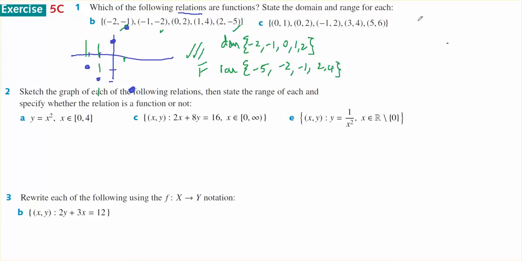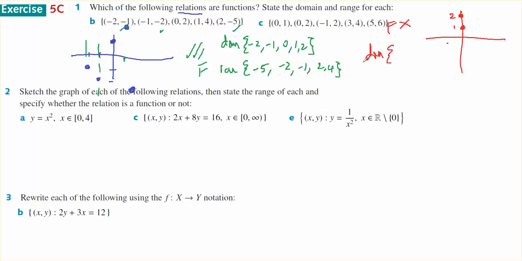Okay, looking at part C, if I was to draw a graph, 0 and 1, 0 and 2, straight away it's not going to be a function because it fails the vertical line test. So I don't need to draw any more. Function not. Therefore, what is the domain?